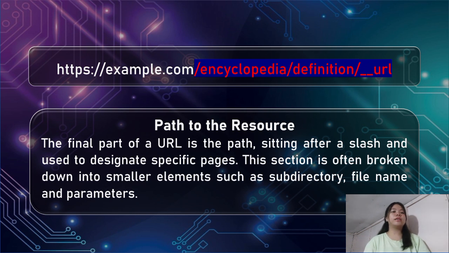Imagine we are on a website with a URL like this. The path in this URL is /encyclopedia/definition/URL. This path is telling the browser to navigate to the encyclopedia subdirectory, then to the definition subdirectory, and finally to the specific page with the file name /URL.